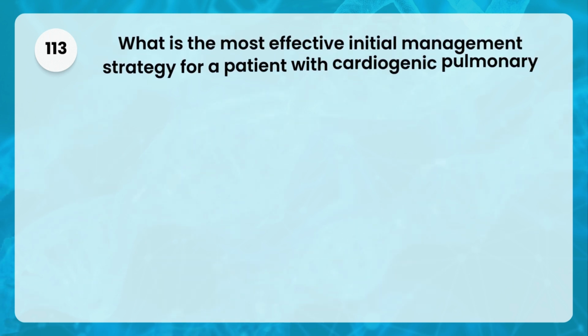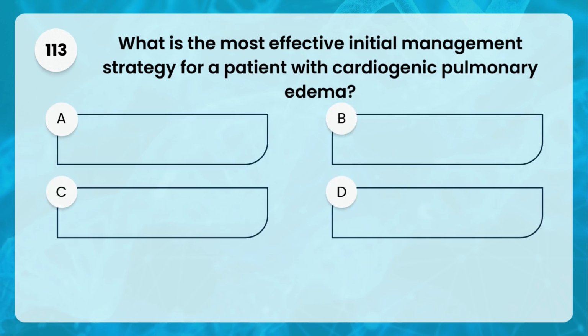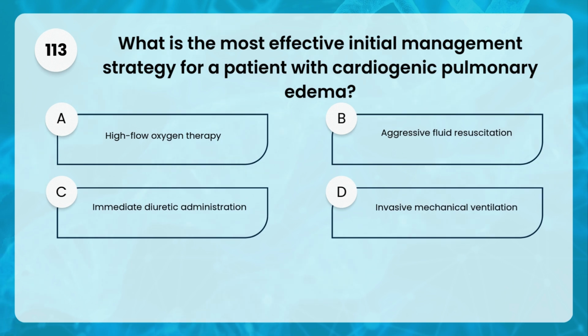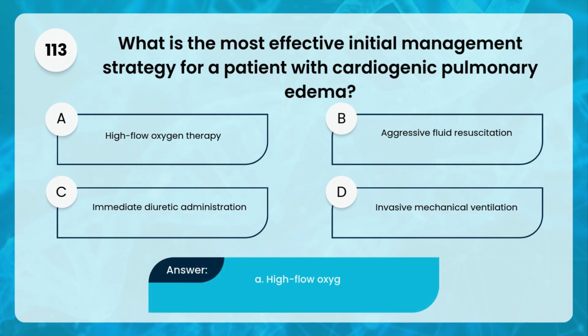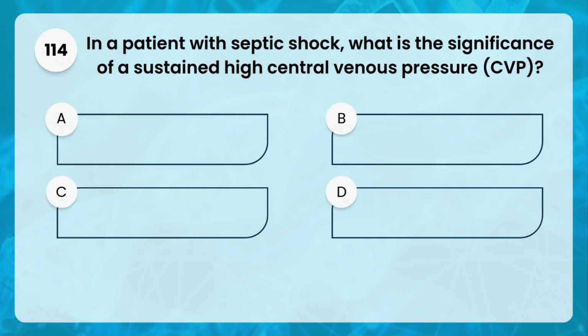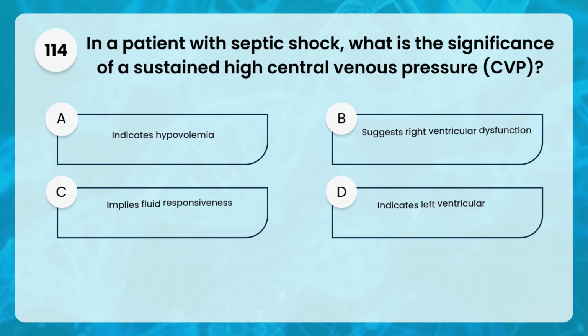113. What is the most effective initial management strategy for a patient with cardiogenic pulmonary edema? A. High-flow oxygen therapy. B. Aggressive fluid resuscitation. C. Immediate diuretic administration. D. Invasive mechanical ventilation. The answer is A. High-flow oxygen therapy.